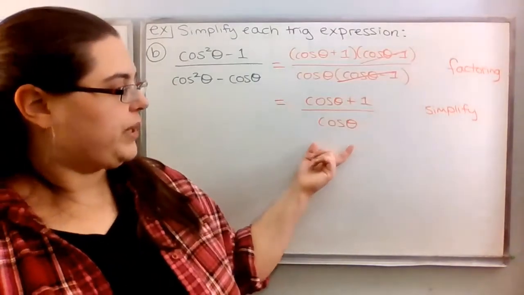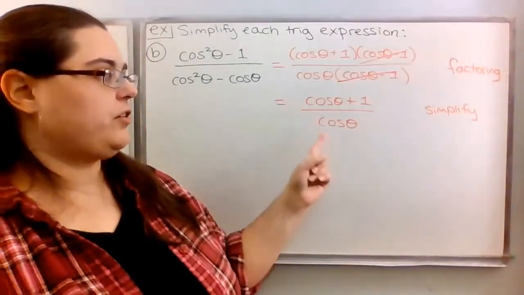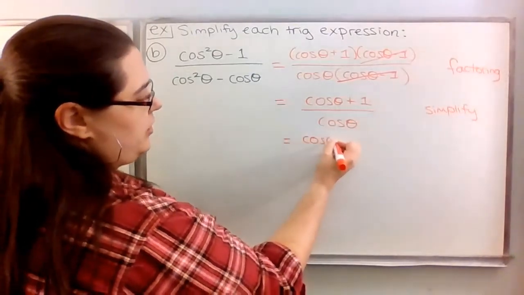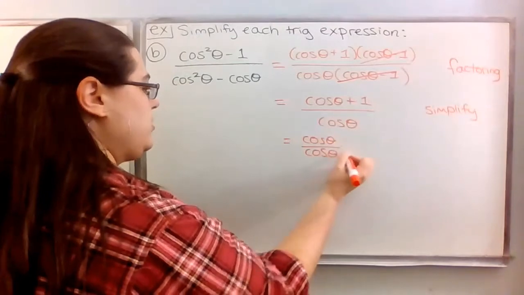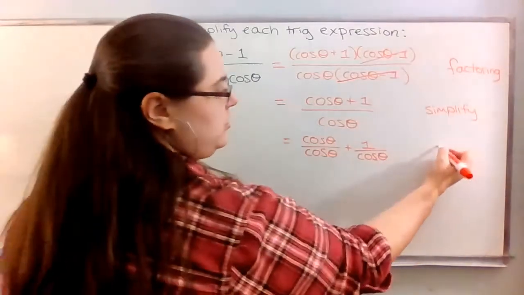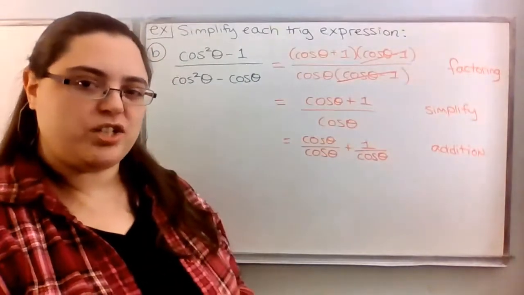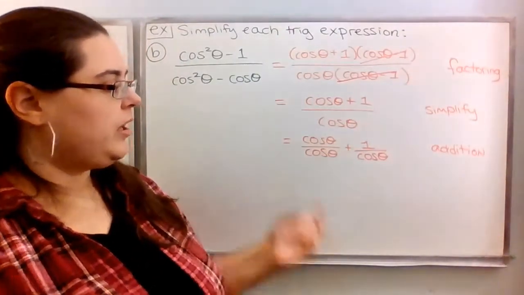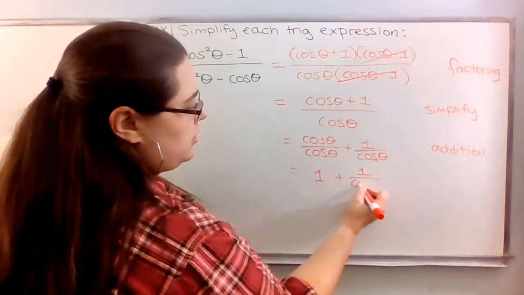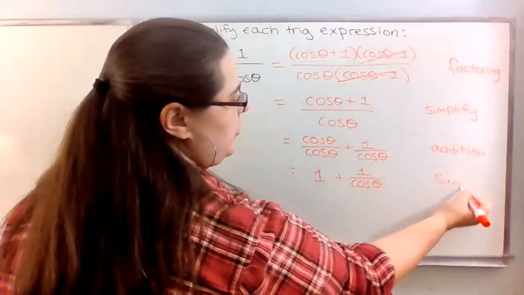Now, on this one, because I have a sum in the numerator, I'm going to split this up into two fractions because I know cosine over cosine is going to give me 1. So I'm going to rewrite this as cosine theta over cosine theta plus 1 over cosine theta. And that's just addition. All we've done is rewritten the addition of this fraction. Now cosine over cosine is 1. And again, that's just simplifying that piece.